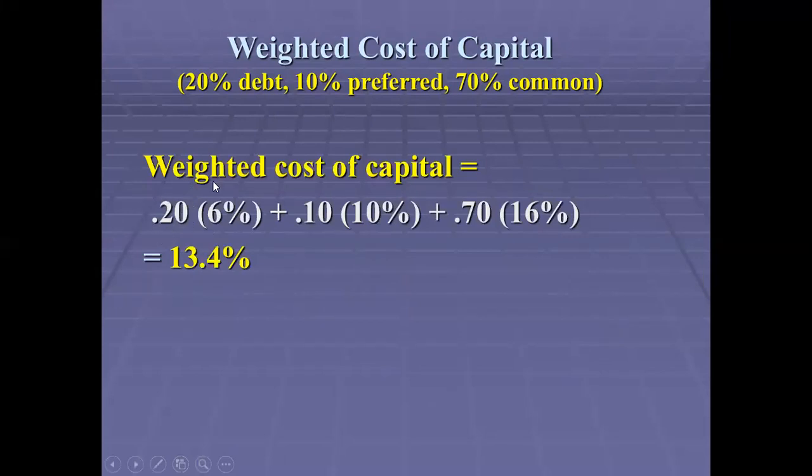20% you multiply with the cost. The 20% is the capital structure within your capital needed. 6% is the cost, and then you plus 10%, multiply with the 10%, 10% here is the cost, and 70% is multiplied with 16%. 16% is the cost. So this is the weighted cost of capital. Yeah, that's the weighted cost of capital.